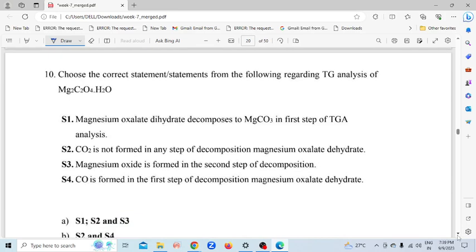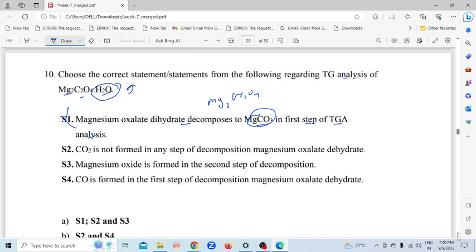Then question number 10. Choose the correct statement or statements from the following regarding TG analysis of MgC2O4·2H2O. The first statement is: magnesium oxalate decomposed to MgCO3 in first step of TG analysis. In the first step H2O will be removed, but it will not make MgCO3. It will make magnesium oxalate only. So the first option is incorrect.